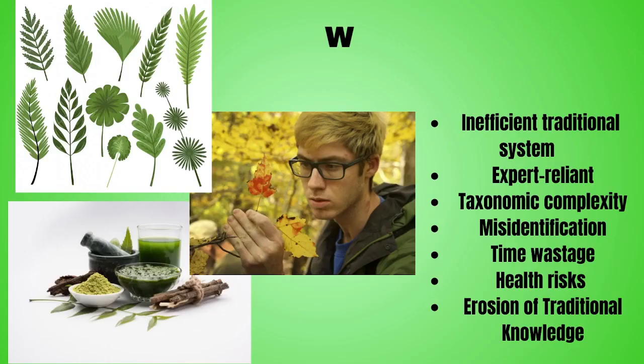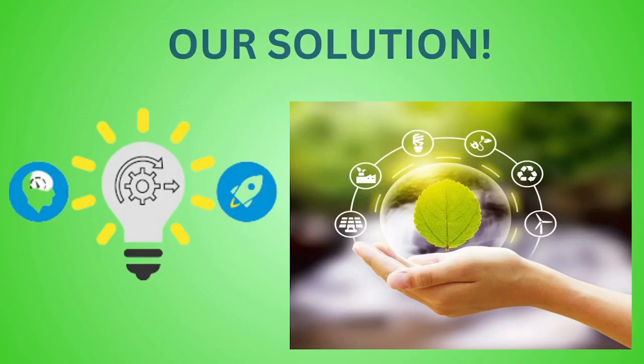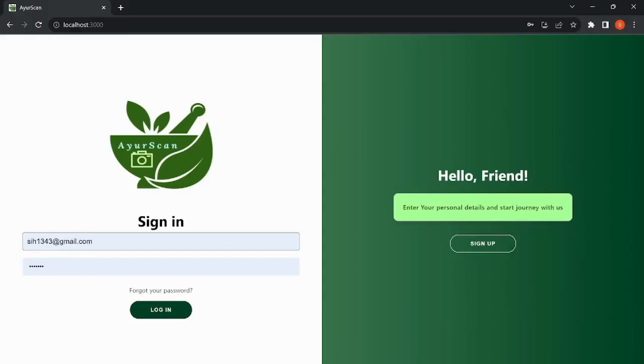The problem lies in the intricate nature of plant taxonomy and the diminishing traditional wisdom. Incorrectly identifying plants can have serious health implications, especially in the case of medicinal plants. This is where Ayurscan comes in, bridging the gap between ancient wisdom and modern technology. It harnesses the power of deep learning to provide rapid and accurate plant identification.